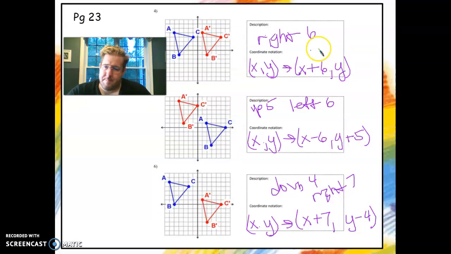All right, and I'm going to end it right there. We did a bunch of examples for writing rules when given the two figures. A couple of things to remember: always make sure you start with the pre-image and go to the final image. And also make sure that the first number is the left or right and the second number is the up or down.